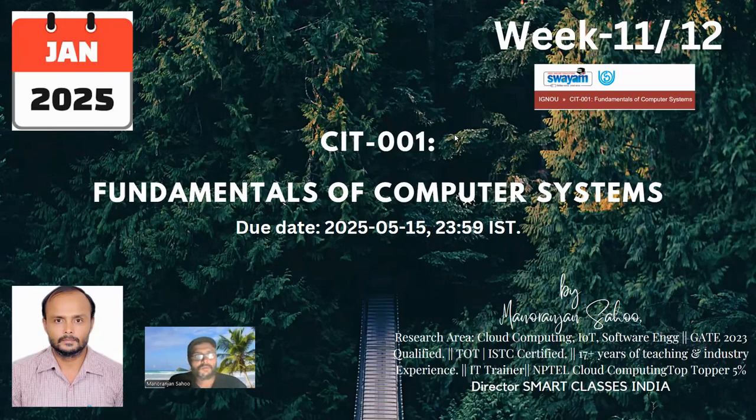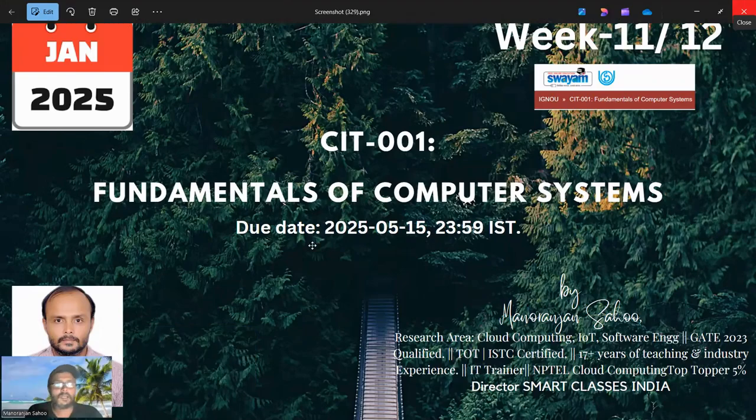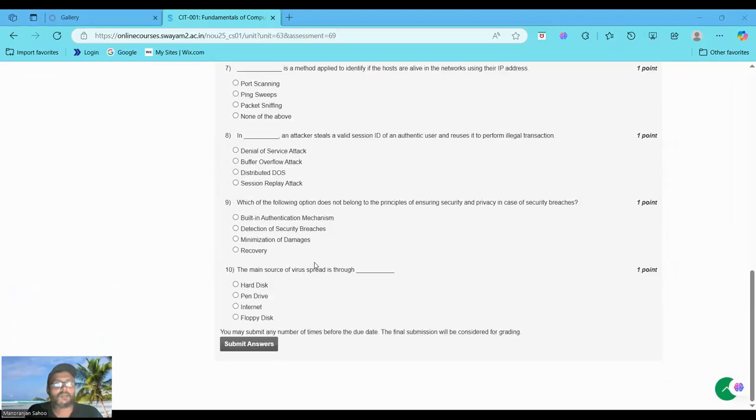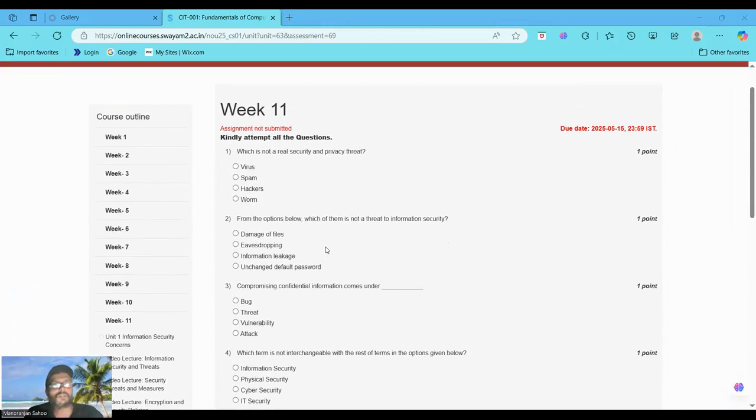Today we're going to solve the Fundamentals of Computer Systems CIT-001 January 2025 Week 11 Assignment 11 quiz, whose due date is 15th May 2025. Now guys, let's start to solve the questions. You can see this is Week 11 and there are 10 questions. We'll try to attempt the 10 questions one by one. Let's start the first question here.